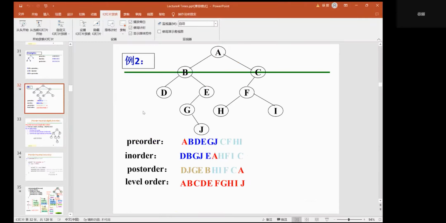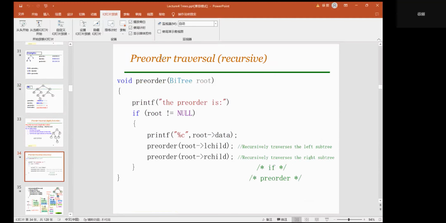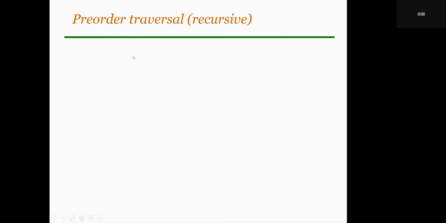Okay. In previous lessons, we have talked about the pre-order, in-order and post-order of a binary tree. Do you remember? We have talked about what is a binary tree, and we have talked about some properties of the binary tree, right? And I asked you to write the recursive pre-order program.